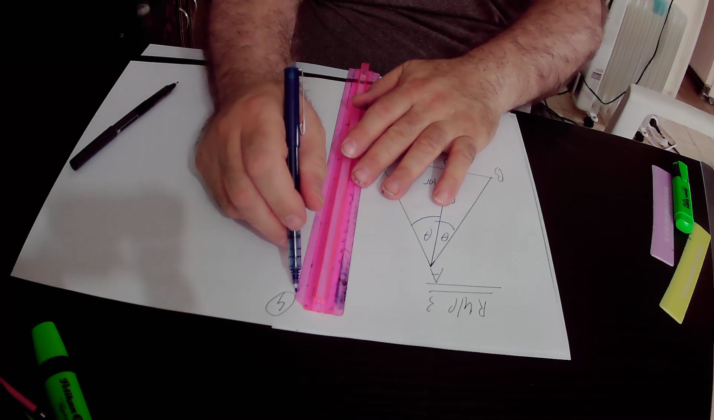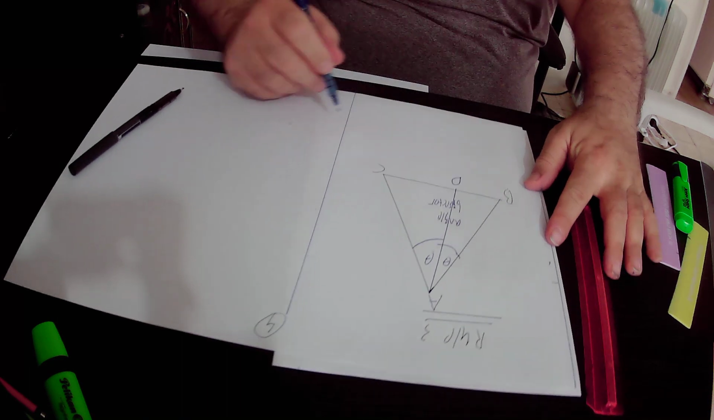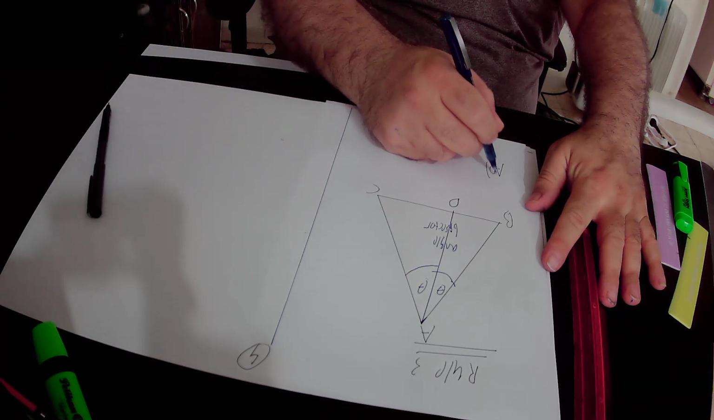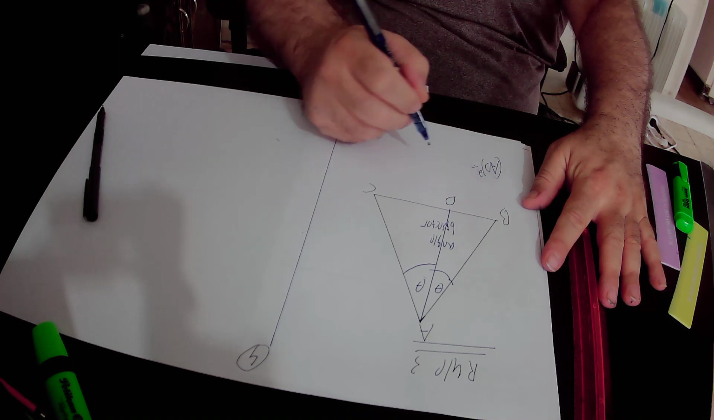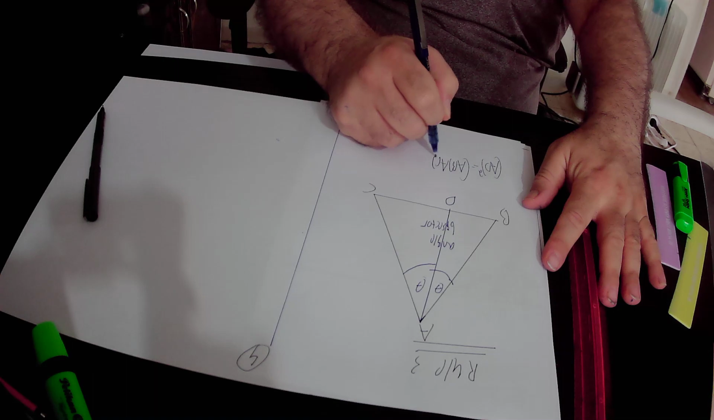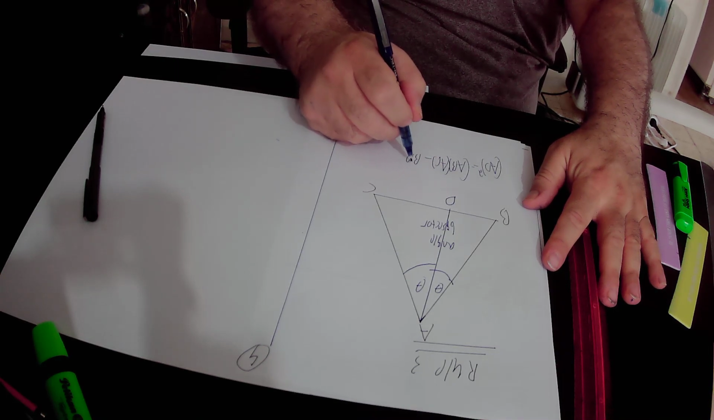So actually according to rule number 3, we get here that AD squared equals AB times AC minus BD times DC.